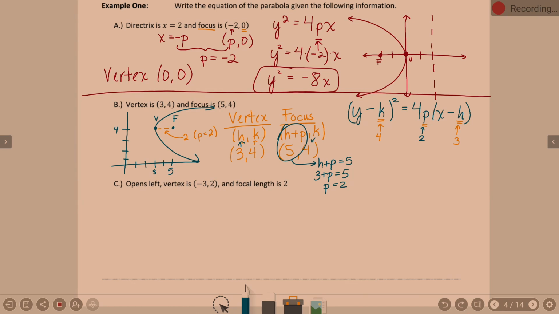Okay, can you write your equation? We're not going to multiply it out or anything other than multiplying 4 times P. So, y minus 4 squared equals 4P, so 4 times 2, which is 8, times x minus 3. And you're just going to leave your forms like that, folks. You won't usually go anywhere past that. Okay, questions I can answer there?